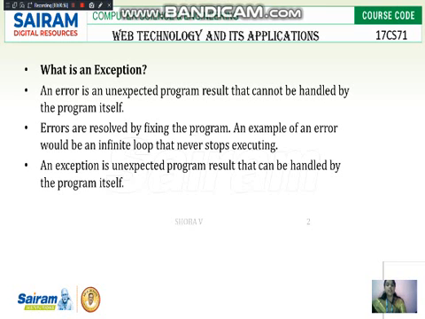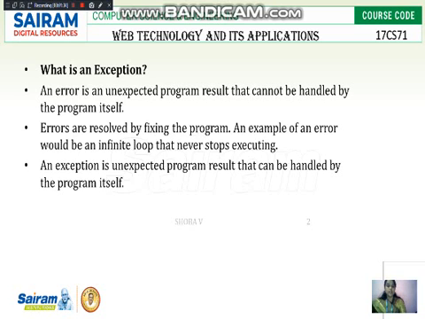An error is an unexpected program result that cannot be handled by the program itself. Exceptions work in an unpredicted way, and sometimes the input is in a wrong format, or the user already exists in an operating system, and then there is a case of exception. These exceptions can be handled: the UI can catch those exceptions and the user can see a nice message. Errors are resolved by fixing the problem. An example of an error would be an infinite loop that never stops executing.